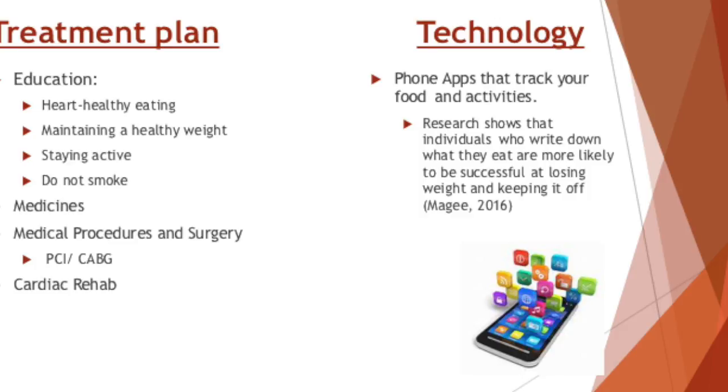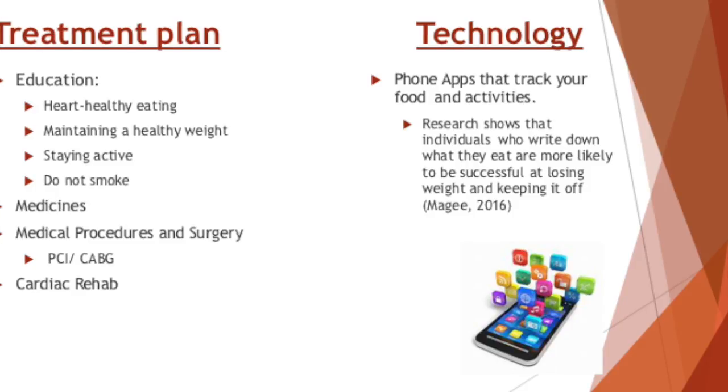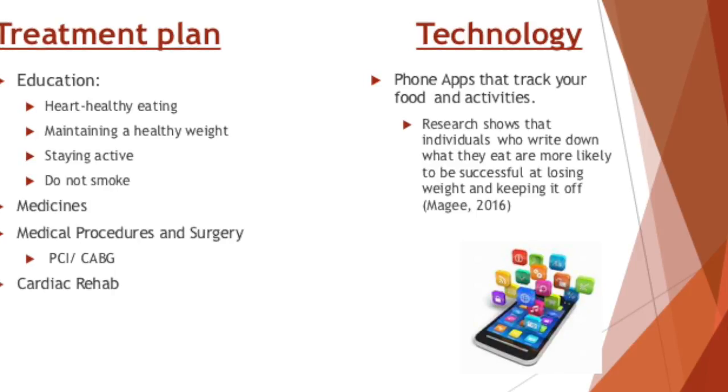My treatment plan is going to look at primary, secondary, and tertiary interventions, and then how it applies with technology. Education is extremely important, especially early on. You want to emphasize heart healthy eating, so fat-free, low-fat dairy products, fish, fruit, beans, vegetables, eating your whole grains. Avoiding a lot of red meat, coconut oils, palm oils, really sugary foods and beverages.